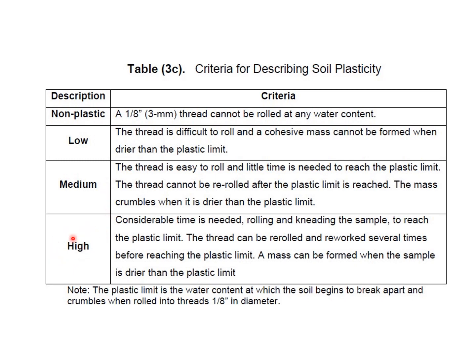And what does high mean? Considerable time is needed rolling and kneading the sample to reach the plastic limit. The thread can be re-rolled and reworked several times before reaching the plastic limit. A mass can be formed when the sample is drier than the plastic limit.